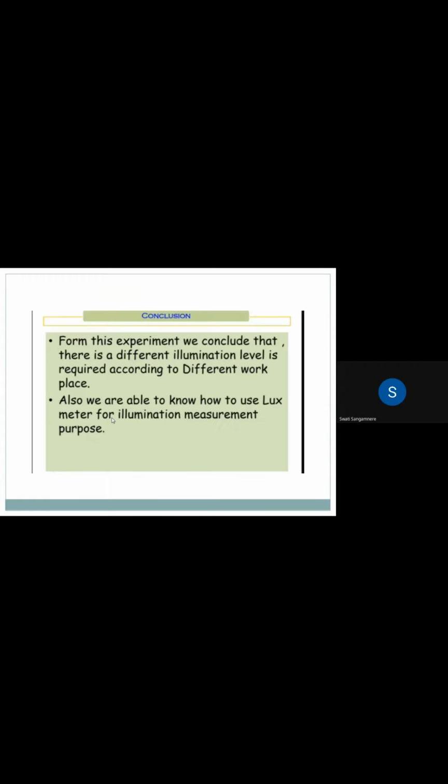So the conclusion of this experiment: we conclude that a different illumination level is required according to different workplaces. Also, we are able to know how to use the lux meter for illumination measurement purposes.